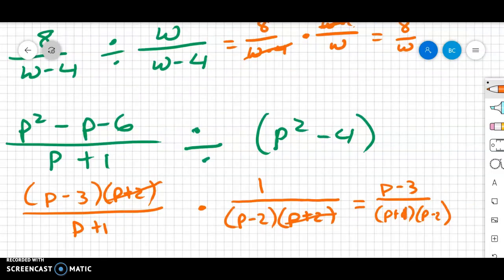So on this one, some of you might be tempted to then expand this back out into a trinomial, which would be okay, but you really don't have to. If you leave it in this form with these factors, then it is clear that you can't reduce any further, whereas if you expanded this out, you would have to factor it again just to make sure that you couldn't reduce. So I would leave it in this form.